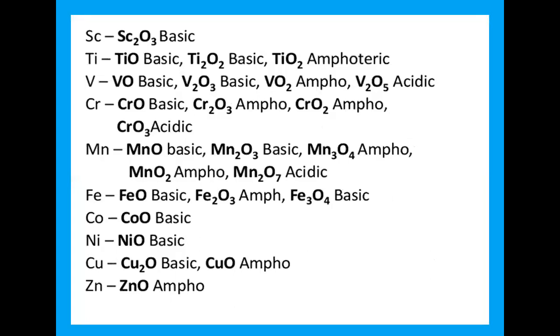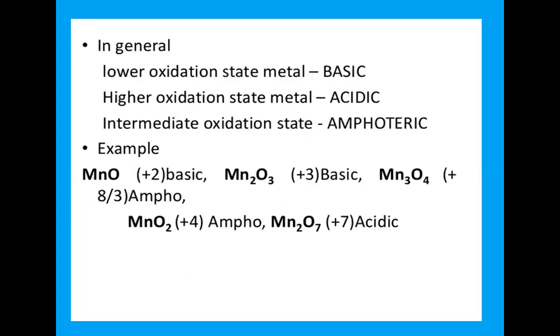And the nature of these oxides: scandium forms oxide that is basic in nature. Titanium is capable of forming basic as well as amphoteric type oxides. Vanadium is capable of forming basic, amphoteric as well as acidic oxides. Like that, chromium, manganese, iron, cobalt, nickel, copper, zinc are all capable of forming oxides, but depending upon their composition, they are capable of exhibiting basic, amphoteric, or acidic nature.